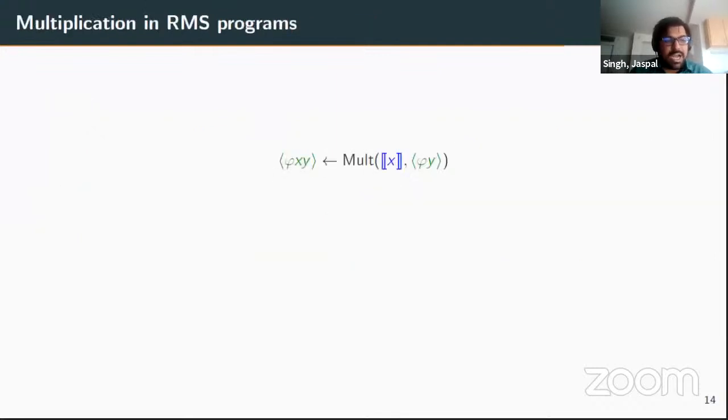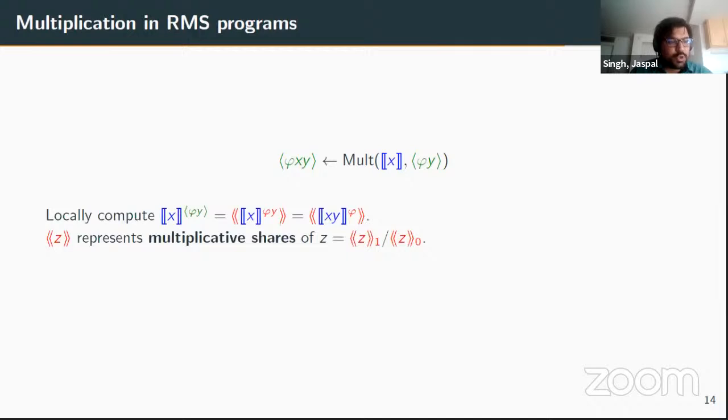Coming back to the problem of RMS multiplication, we solve it as follows. Each party locally raises the encryption of X to their additive share of Y. The parties hence end up with multiplicative shares of the encryption of X times Y raised to the power phi. Here we define multiplicative shares of Z to be elements Z1 and Z2 held by the two parties, such that Z is Z1 times Z0.